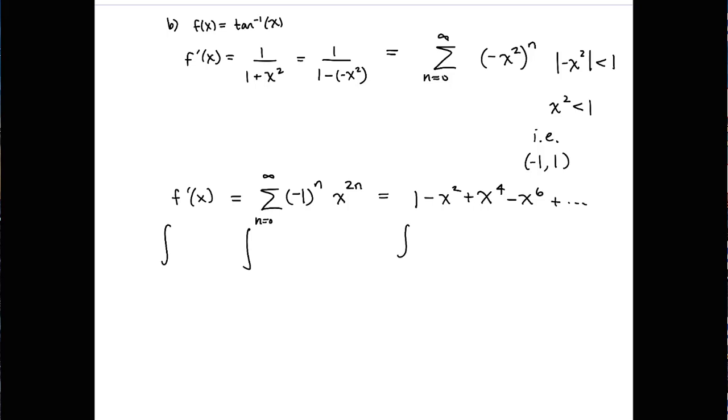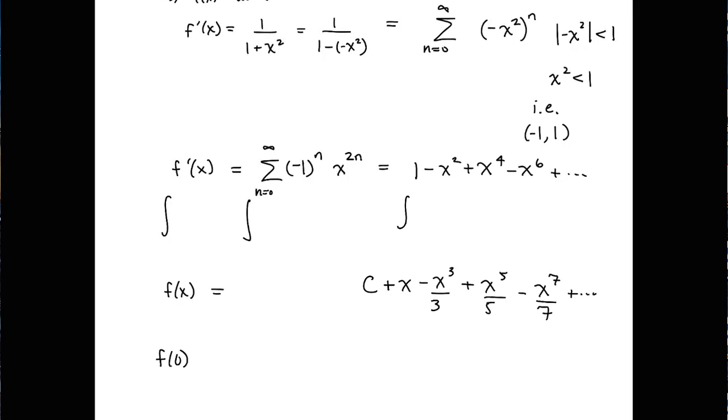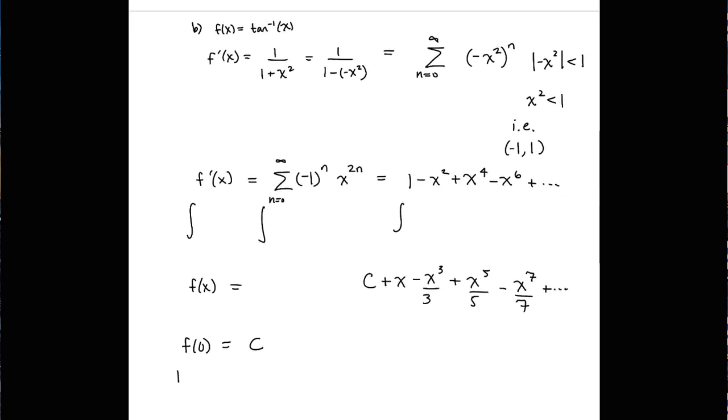Okay, so integrating term by term, that means that f of x is going to be equal to the constant of integration plus x minus x cubed over 3 plus x to the 5th over 5 minus x to the 7th over 7, and so on and so forth. And we're going to use the fact that at x equals 0, we will get what the constant is. So if our f of 0, we need the tangent inverse of 0, will give us our constant. So that is just 0.